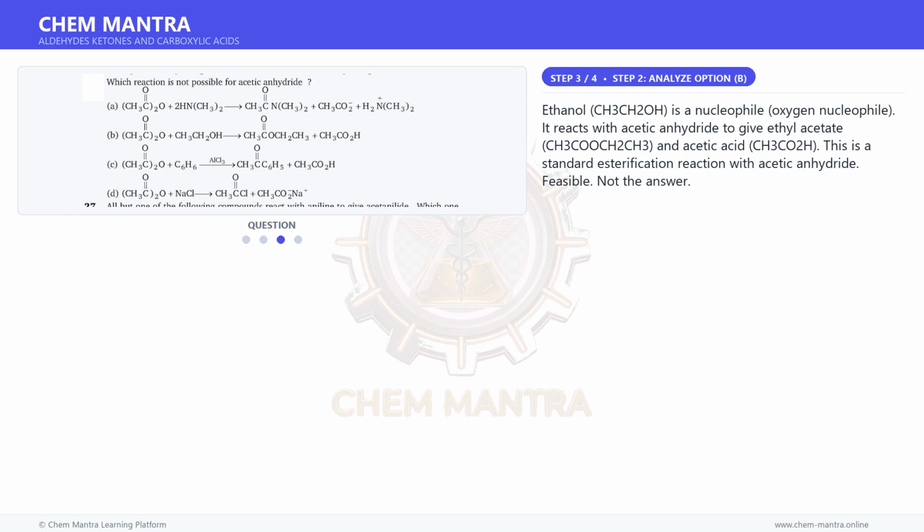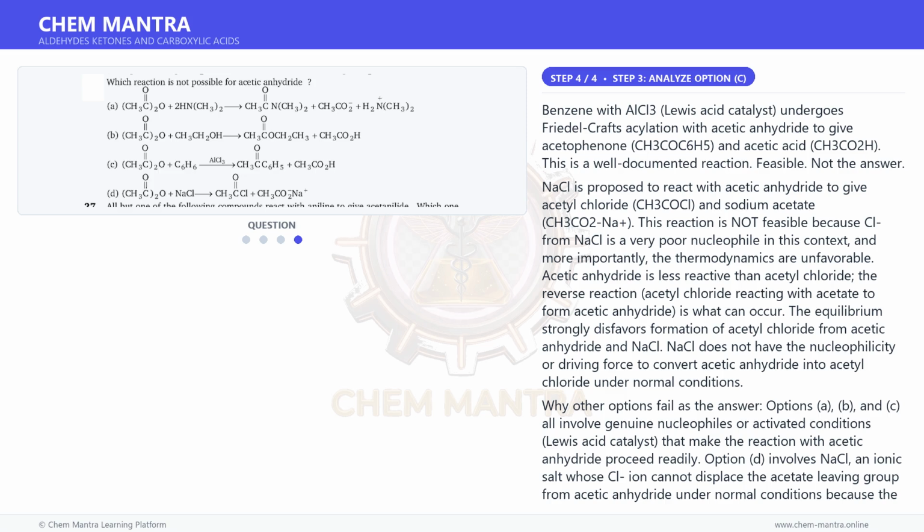Ethanol, CH3CH2OH, is a nucleophile, an oxygen nucleophile. It reacts with acetic anhydride to give ethyl acetate, CH3COOCH2CH3, and acetic acid, CH3CO2H. This is a standard esterification reaction with acetic anhydride. Feasible. Not the answer. And for the final step.